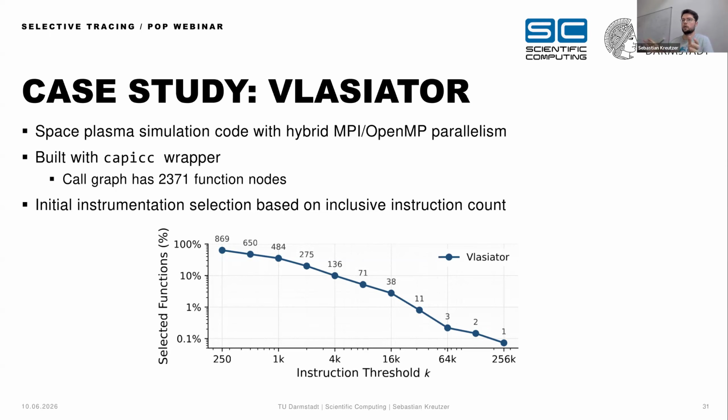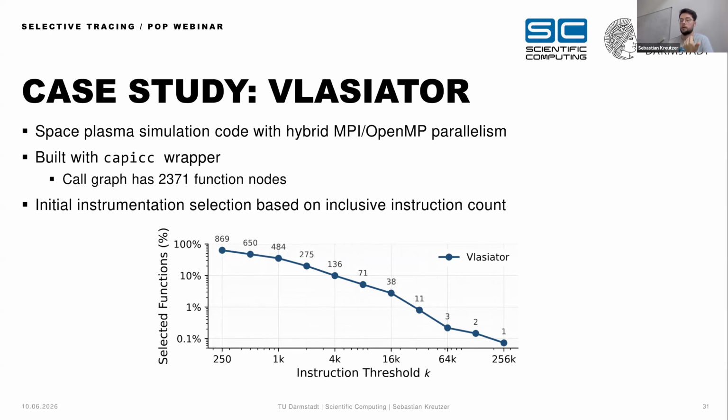I'm not going to go deeply into Raasiata itself. It's a space plasma simulation code with hybrid MPI-OpenMP parallelism. What we've done is build the code with our wrapper that instruments the code and inserts the static call graph, where the call graph has around 2,000 function nodes.